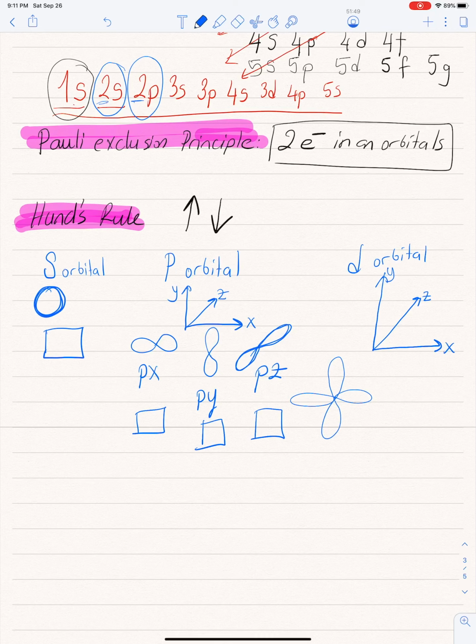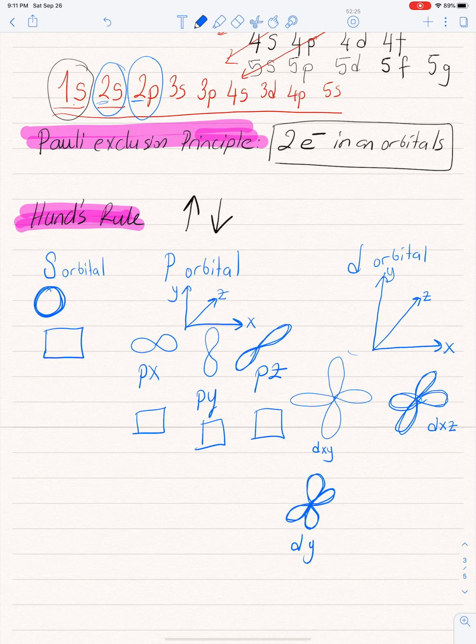I am going to say this is the dxy orbital, going like this. It can go in the xz direction, make an x and go like z, x. This is called the dxz orbital. Let's think. It can go in the yz direction, like this. Go y direction, go z direction. This is called the dyz orbital.